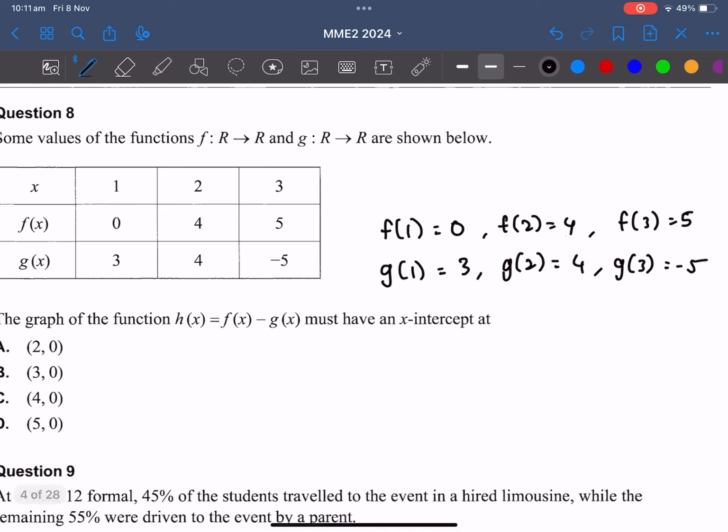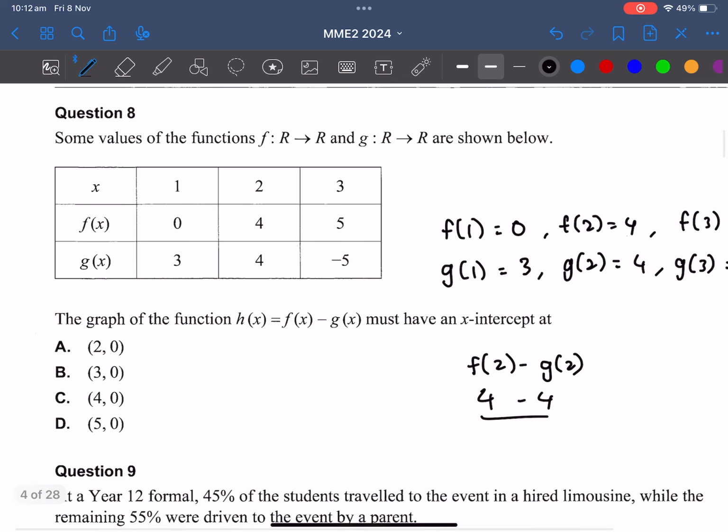So for an x-intercept, we have to have y equal to 0. So f of 2 minus g of 2 is 4 minus 4. So I guess h of 2 does the job. So our x-intercept is going to be at 2 and 0. Okay.